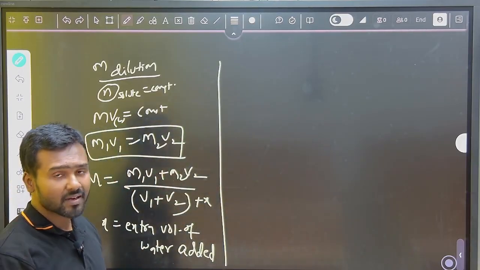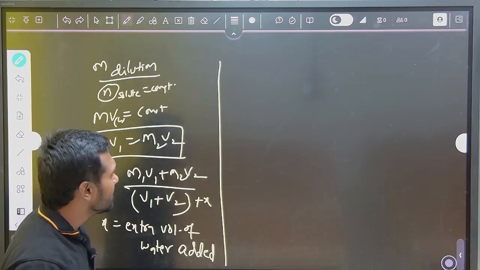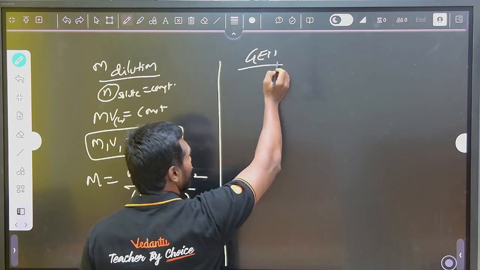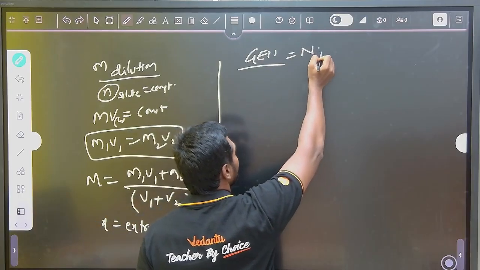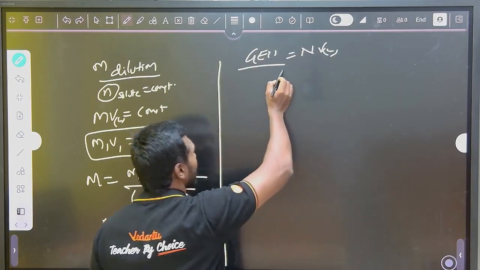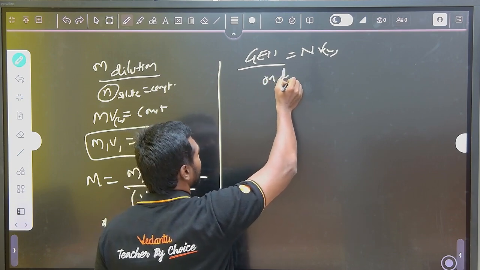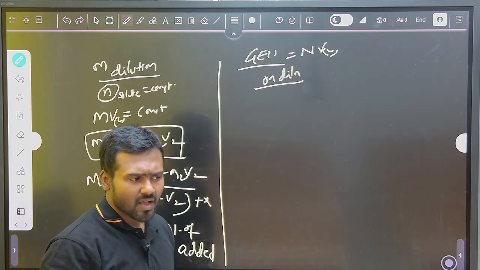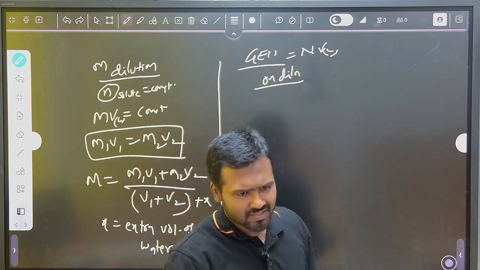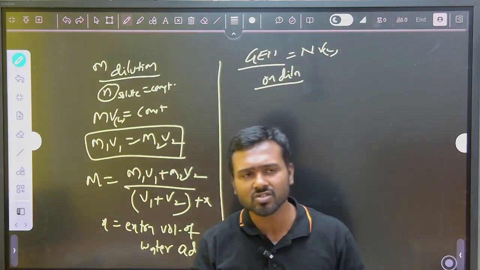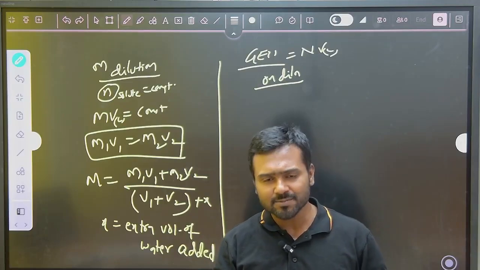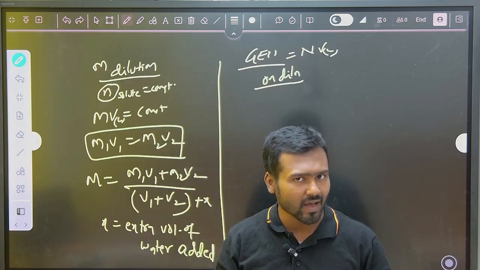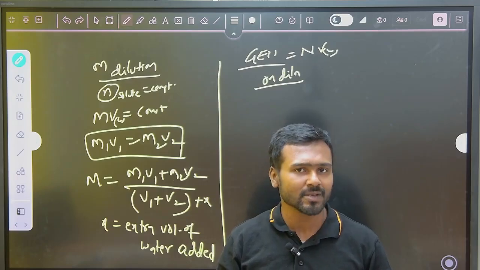Next, if you come to the normality, we express it in terms of number of gram equivalents, that is equal to normality into volume in liter. So again on dilution, the number of gram equivalents of solute is constant. All neutralization reactions, all precipitation reactions, all redox reactions take place in terms of number of gram equivalents only.